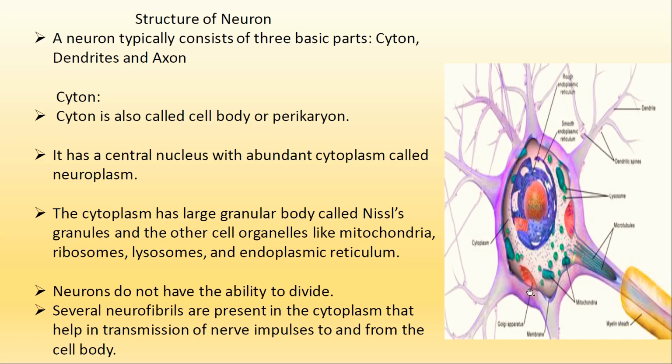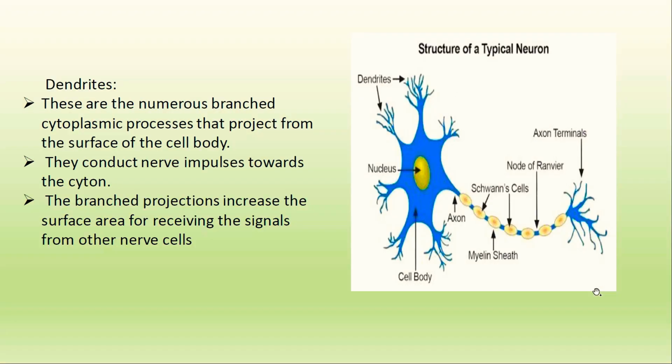Neurons do not have the ability to divide. They will not produce new neurons by division. Several neurofibrils are present in the cytoplasm, and they help in the transmission of nerve impulses to and from the cell body.